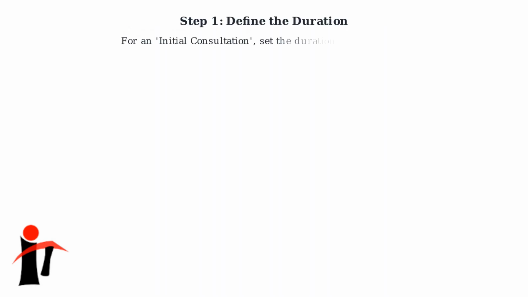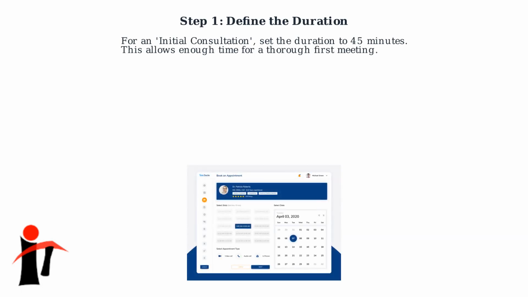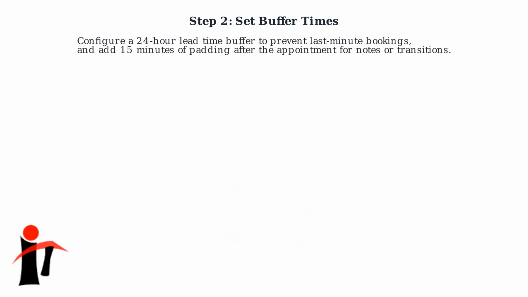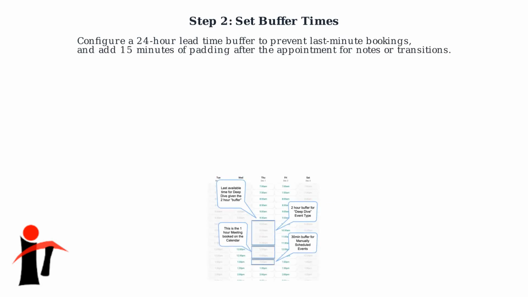Start by defining the duration for your appointment type. For an initial consultation, set it to 45 minutes. This duration ensures sufficient time for a comprehensive first meeting while keeping slots manageable. Next, set the buffer times. Add a 24-hour lead time buffer to require advance notice for bookings, which helps with planning. Include 15 minutes of padding after each appointment to allow time for documentation or client transitions, reducing scheduling conflicts.